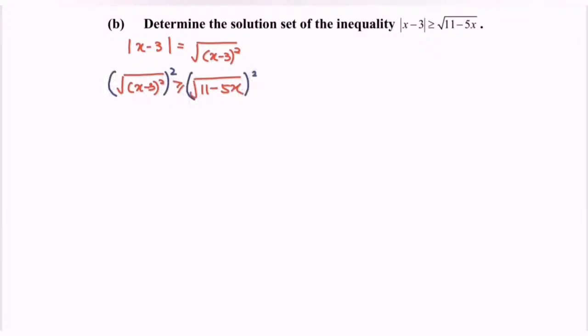So if we square both sides, we will have x minus 3 bracket squared greater than or equal to 11 minus 5x. Expand the situation, then rearrange. So where we will have x squared minus 6x plus 9.